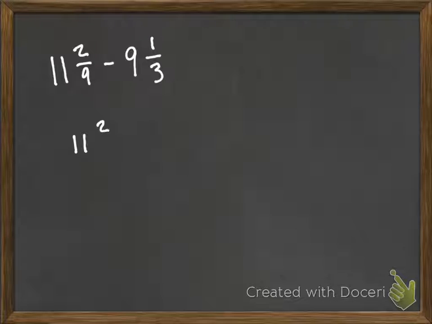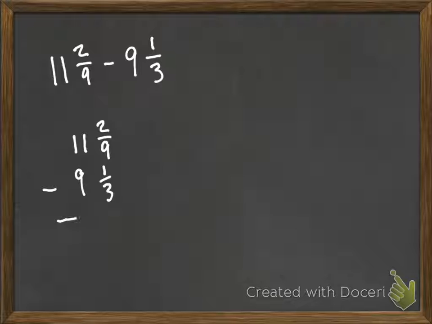Alright, what I want to do today is show you how to subtract mixed numbers using regrouping. Okay, so the two numbers that we are going to subtract are 11 and 2/9 minus 9 and 1/3. And the first thing that I want to do to subtract these numbers is rewrite them vertically, just kind of stack them on top of each other here. 11 and 2/9 minus 9 and 1/3.